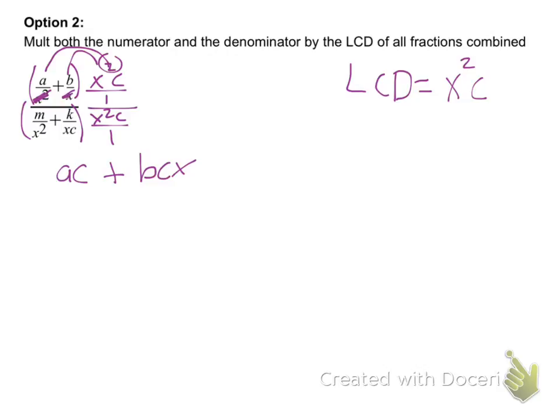Under normal circumstances, for my LCD, I probably would put the c in front of the x squared, because I want to keep things in alphabetical order. Okay? Is everybody okay with what I have so far? Okay. All over. Now we're going to the bottom. What's going to cancel?